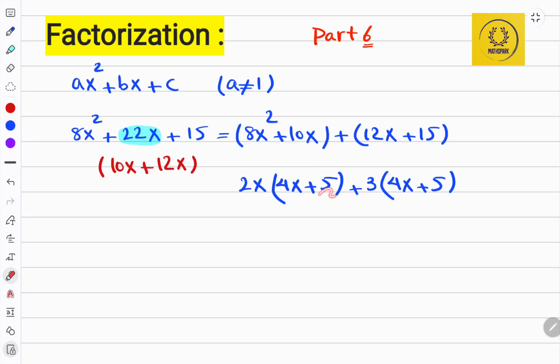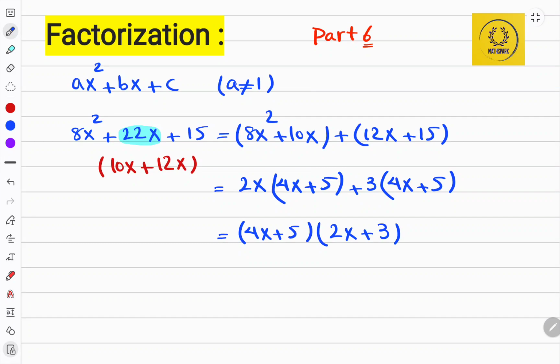And you can see that this parentheses 4x plus 5 is a common factor between these two terms. So again, I'm gonna factor out 4x plus 5. So we have 2x plus 3, and this is the final answer for factoring 8x squared plus 22x plus 15.